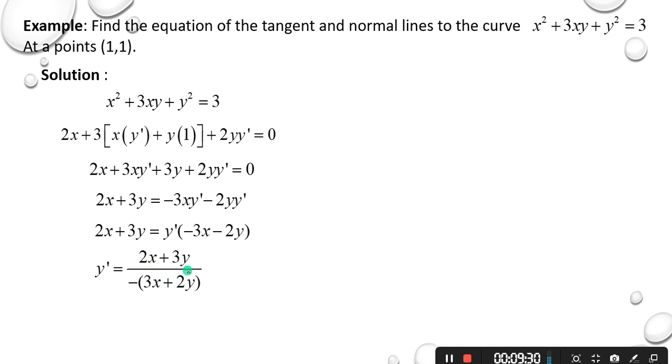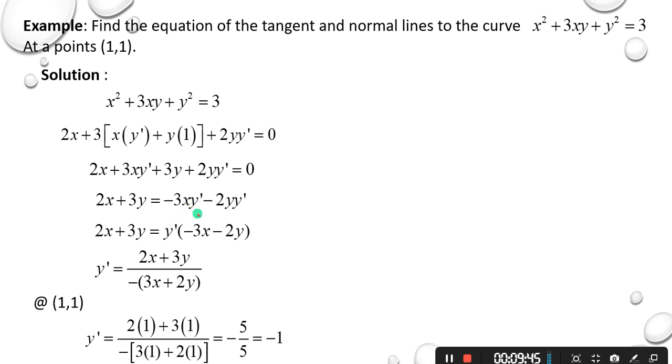We have two variables in that slope. So we use the point x1 and y1 to get the value of the slope. So we have y prime equals 2 times 1 plus 3 times 1 over negative 3 times 1 plus 2 times 1. We have 5 over 5, which equals negative 1. This is the slope of the tangent. The slope that we get is the slope for the tangent line.